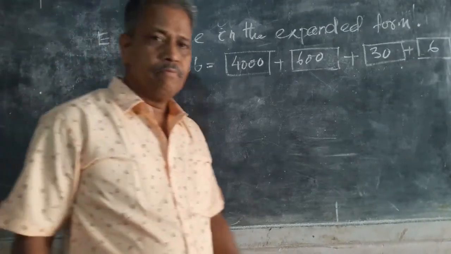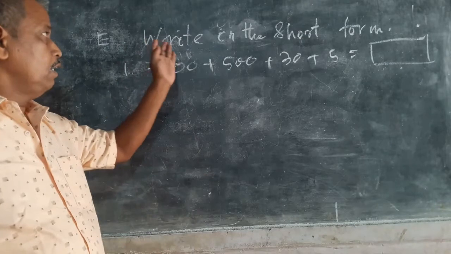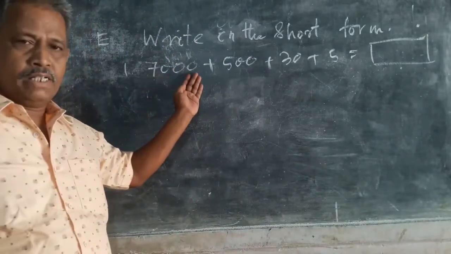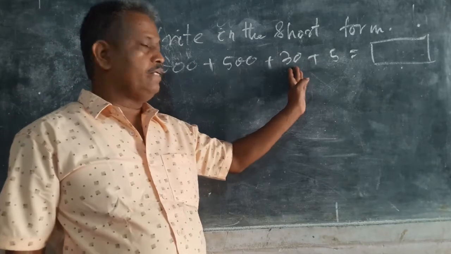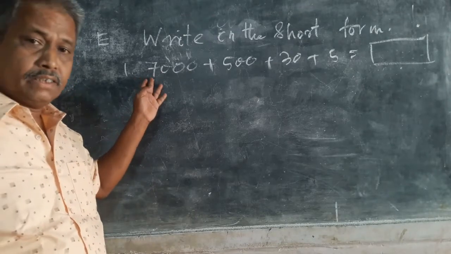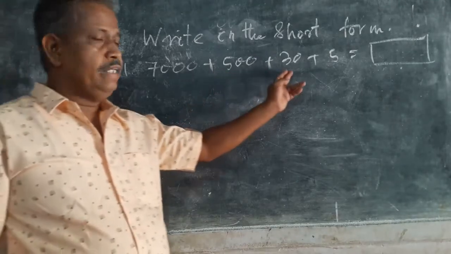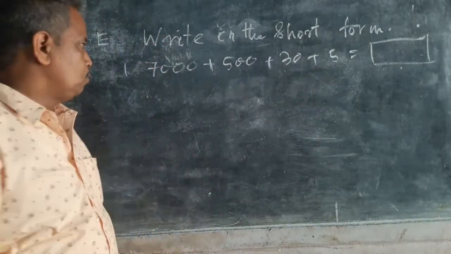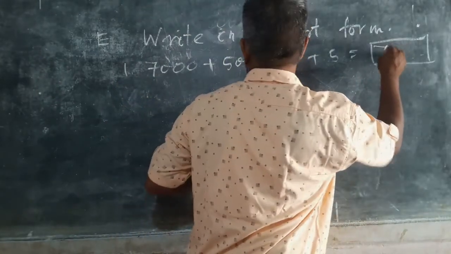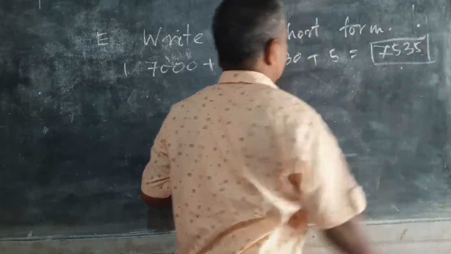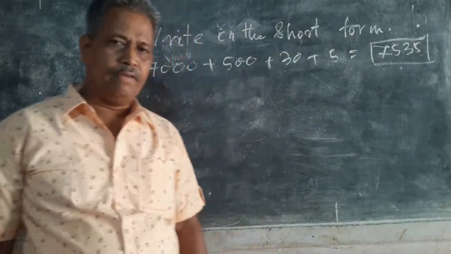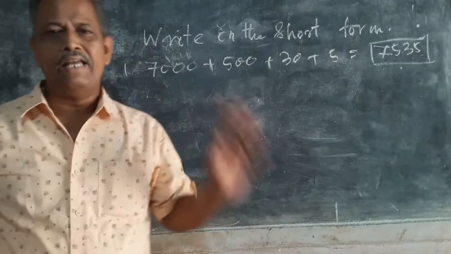You see the next question, write in the short form. The question is given, 7000 plus 500 plus 30 plus 5. In the thousands place that is 7, in the hundreds place 5, in the tens place 3, and ones place 5. So the number is 7535. In the short form, the given number is 7535. Did you understand? Okay, you do all the rest of the problems.